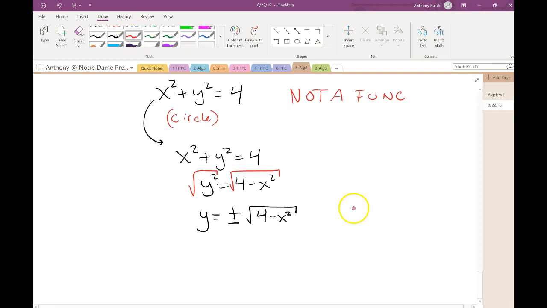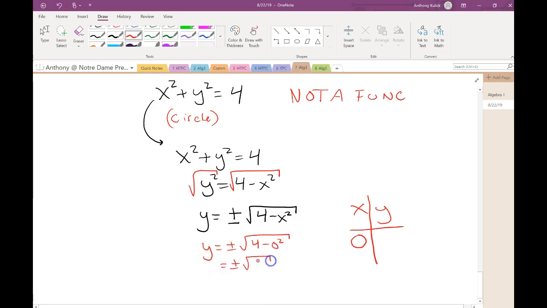So if I were then to try to make an XY table to graph this, maybe I pick 0 for x. When I plug 0 in to figure out what the y is, I get two answers. I get positive 2 or negative 2. So what I see here is I have an x that goes to two different y's. You could justify this as being not a function with that method as well. And this is nice because it doesn't require you to recognize that this thing was a circle. If you didn't recognize that, you can always just try to get the y by itself algebraically, and then plug in some values for x and see if you get two y values as a result.